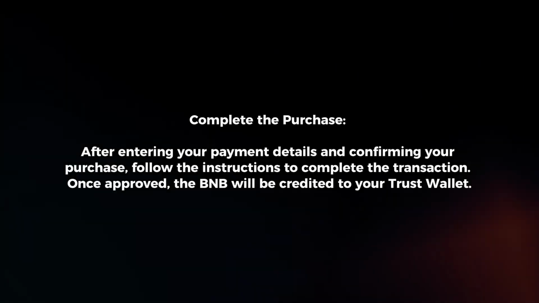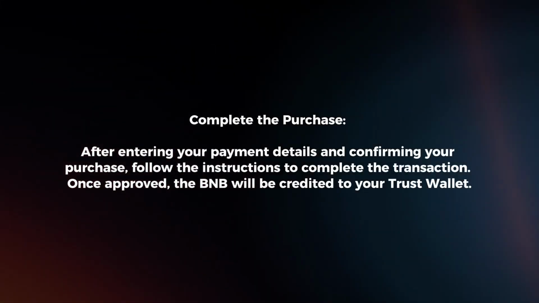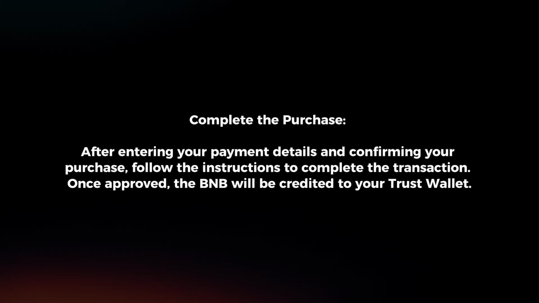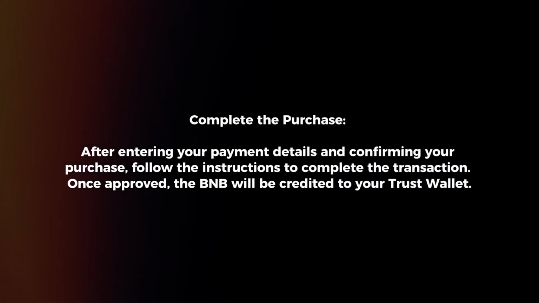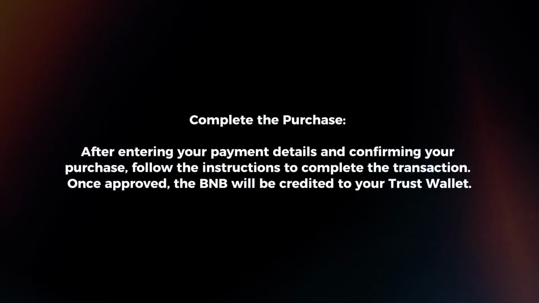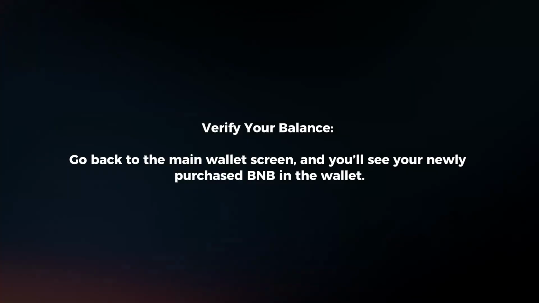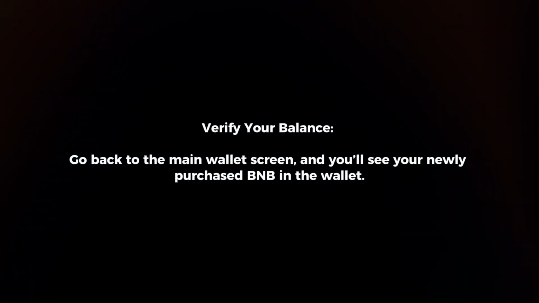Complete the purchase. After entering your payment details and confirming your purchase, follow the instructions to complete the transaction. Once approved, the BNB will be credited to your Trust Wallet. Verify your balance. Go back to the main wallet screen and you will see your newly purchased BNB in the wallet.